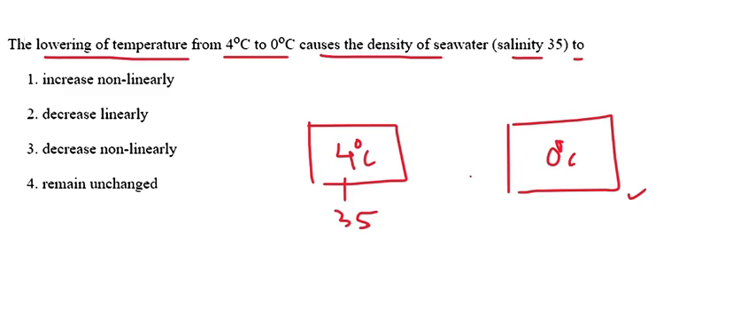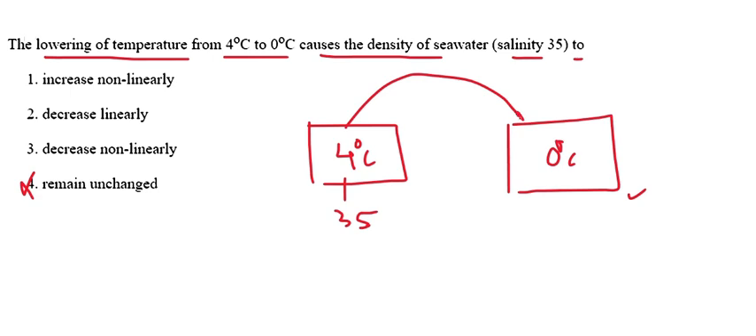So if we go with our options, "remain unchanged", no. Density of seawater, because salinity increases, it means density obviously increases, na. Both are proportional to each other, okay. So it means the fourth option is wrong. "Decrease", no, because salinity is increasing, density is also increasing, okay.